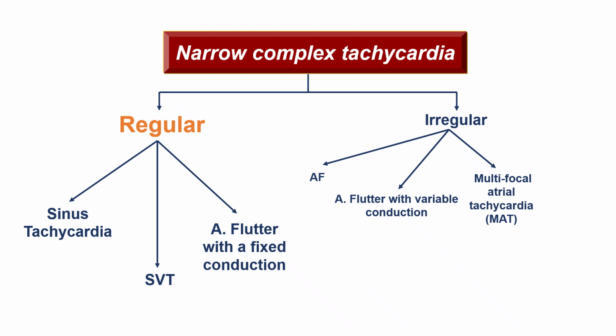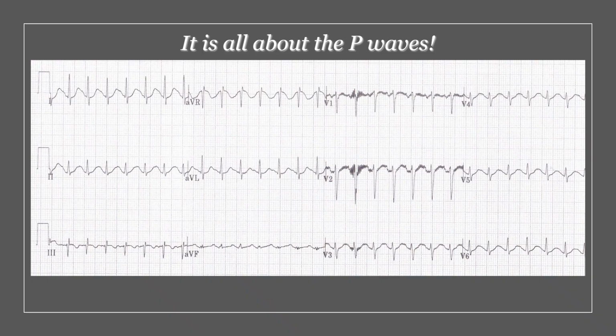Good, let's move on. To differentiate the 3 conditions, it's all about the P waves. If you can see 1 P wave before each complex, this is sinus tachy. If you can see what looks like more than 1 P wave before each complex, this is atrial flutter. And if you can see no P waves at all, or distorted inverted P waves just before or just after the complex, this is an SVT. So now the question is, where is the best place to check for P waves?